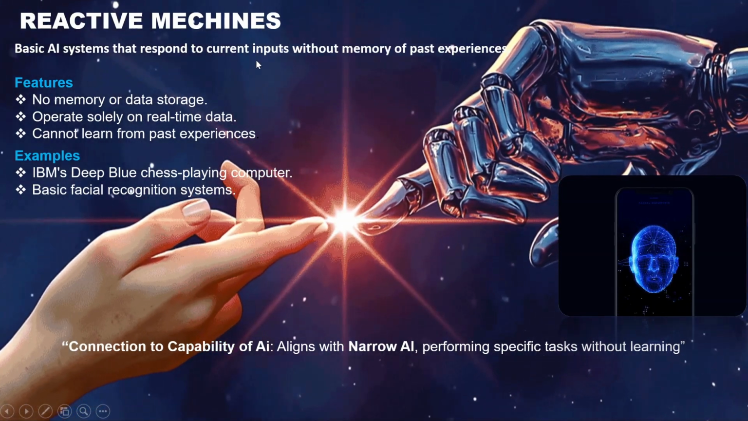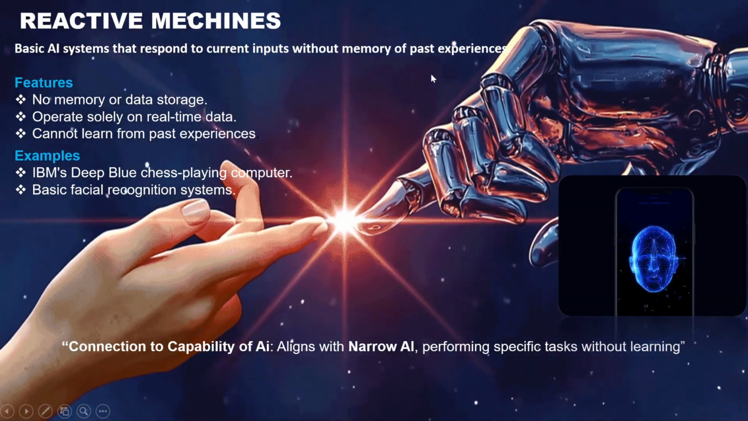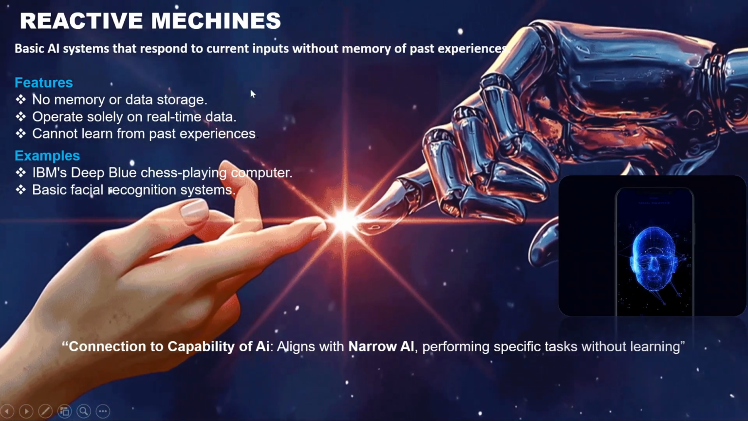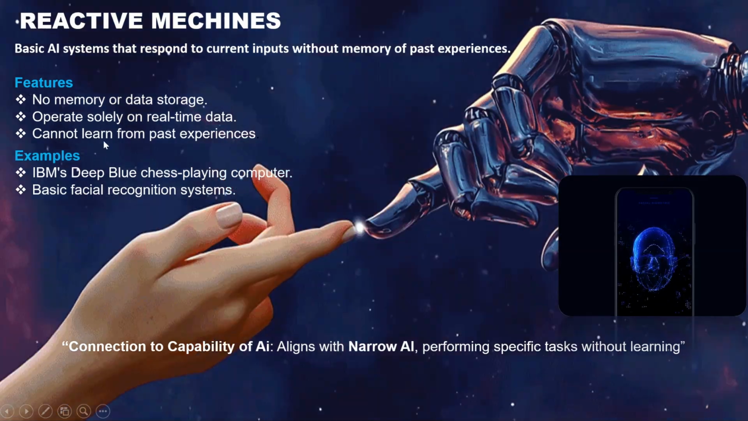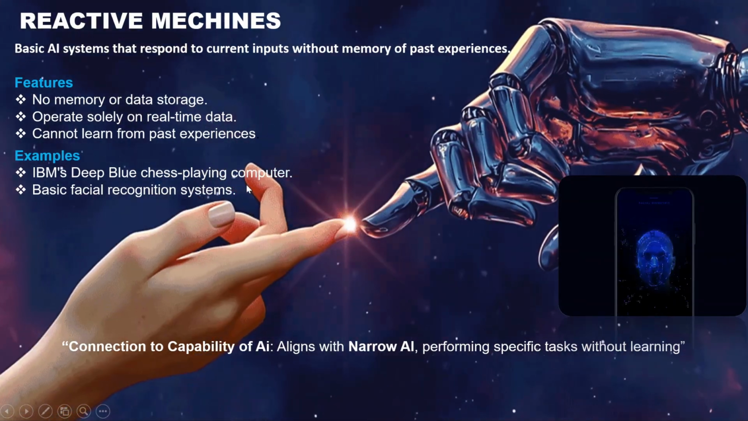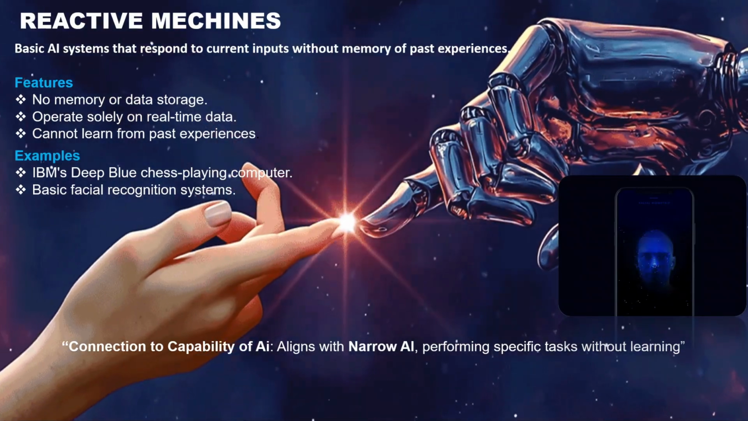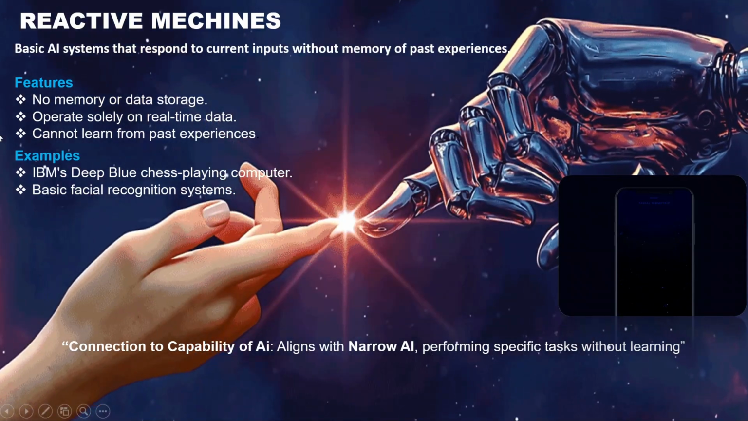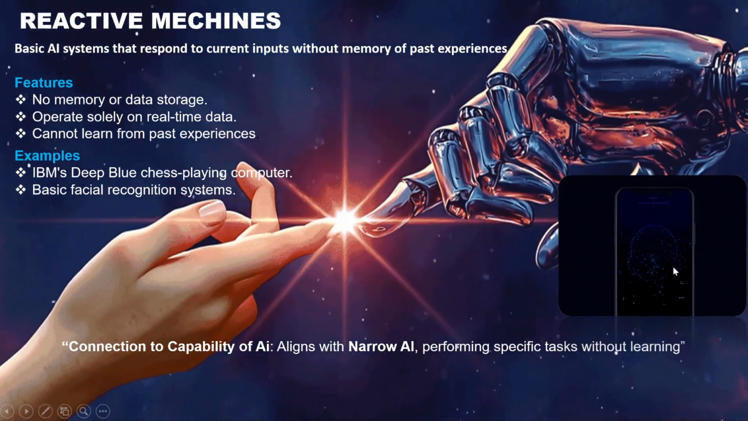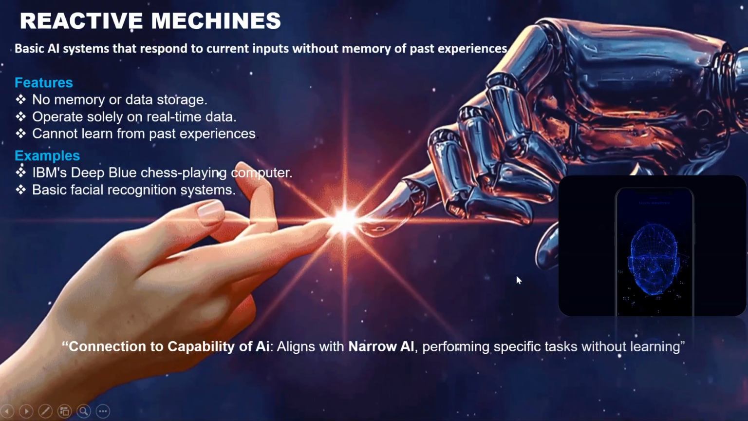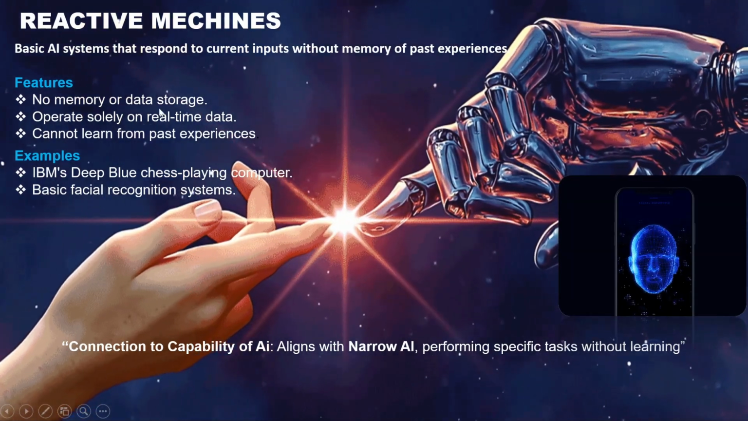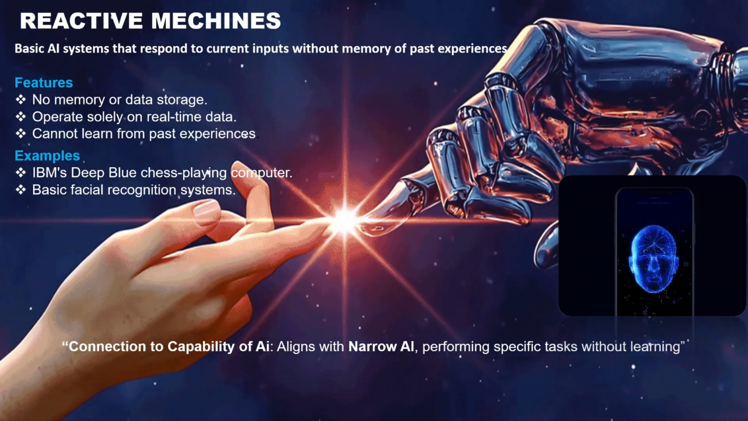It's a basic AI system that responds to current inputs without memory of past experience. It never takes past experience; it can perform only one task in the current situation. There is no memory, no data storage, it operates in real time, and it cannot learn. For example, IBM's chess-playing computer plays against a human, but it cannot store data or take past experience. Also a facial recognition system only scans the face and never takes anything beyond that. So the capability of AI aligns with AI performing specific tasks without learning in reactive machines. Okay, I understand that. That's good.